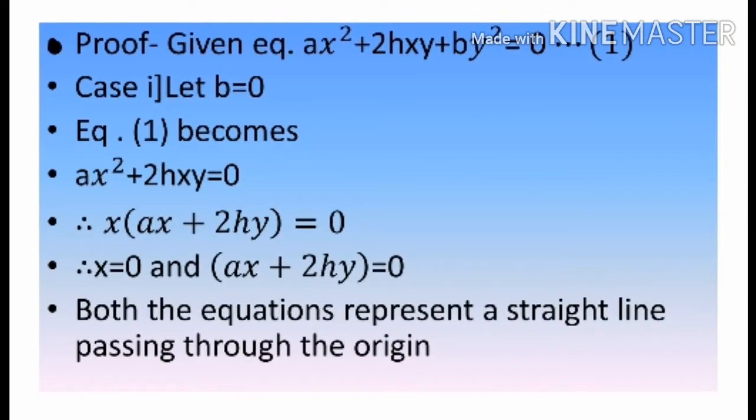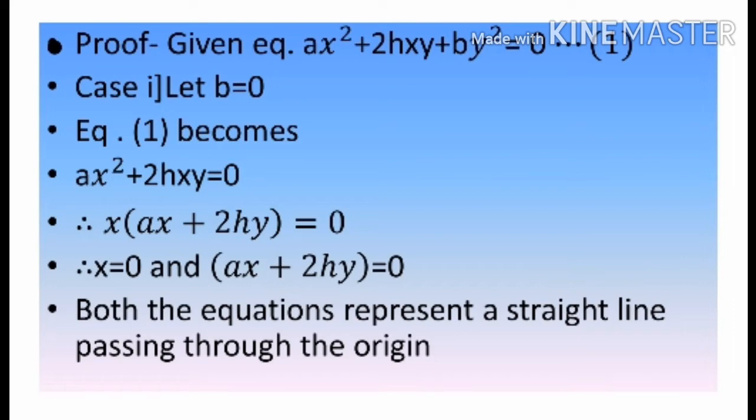Consider the homogeneous equation of degree 2 in x and y, that is ax square plus 2hxy plus by square equal to 0. Say equation 1. Now we prove this theorem in two cases, that is when b equal to 0 and when b not equal to 0. Now consider case 1, if b equal to 0.